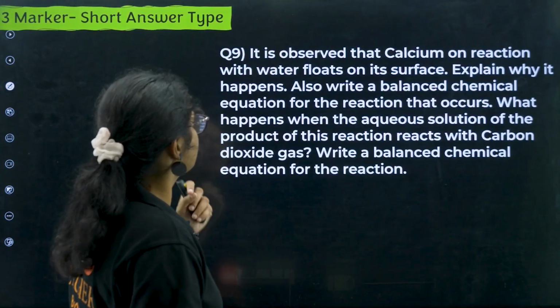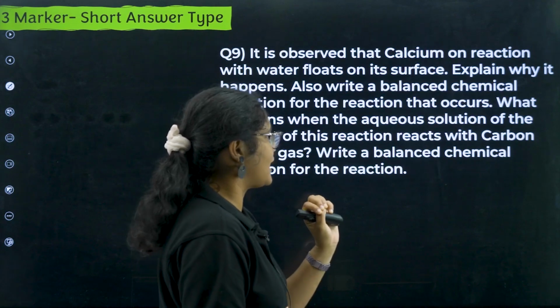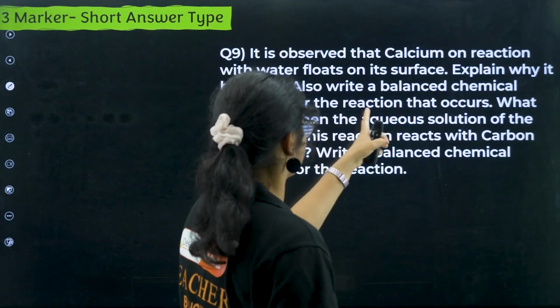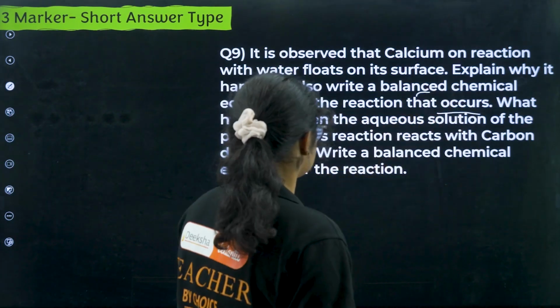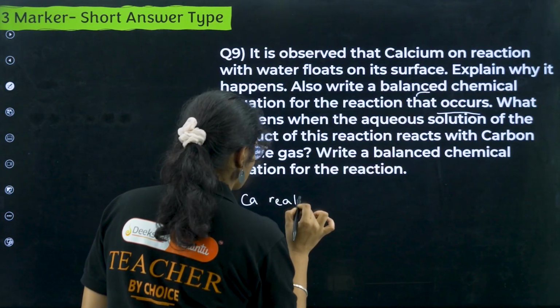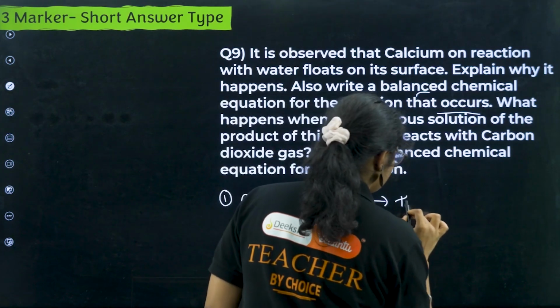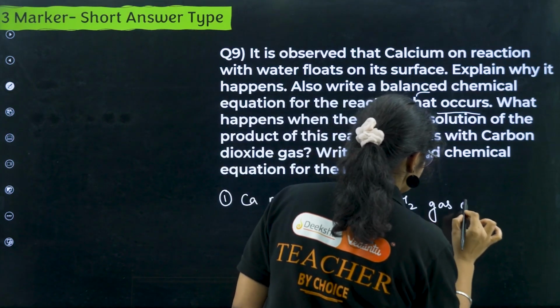Next, question number 9: it is observed that calcium on reaction with water floats on the surface. Explain why it happens. Also write a balanced chemical equation for the reaction that occurs. First of all, you can write down what happens when calcium reacts with water: H2 gas is formed.